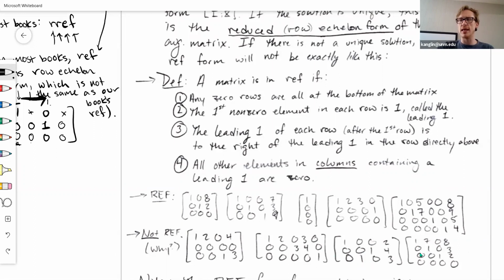Finally, maybe take a look at this last one. Think really hard about what's wrong with this picture. What else could we do to this to meet all these conditions up here? The problem here is that this 7 is above a leading 1, so it must be cleared out. We must take the first row and subtract off 7 copies of the second row to get rid of that 7 in the first row. That would put it into reduced row echelon form.